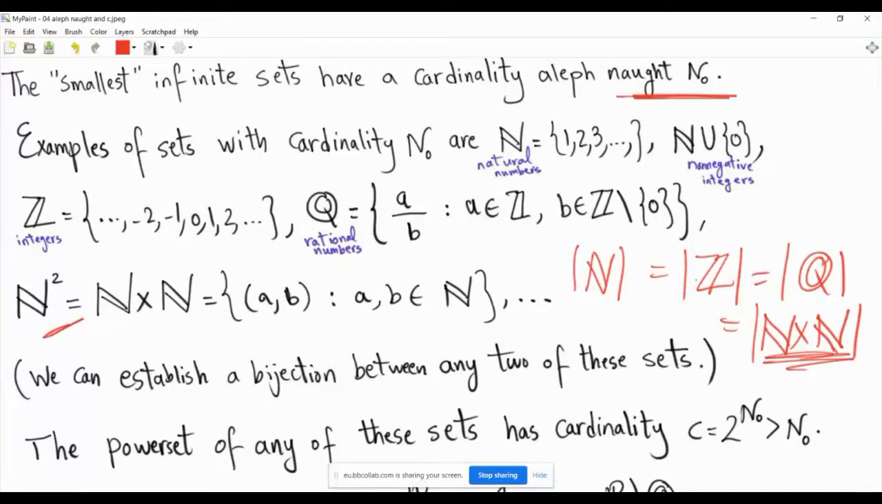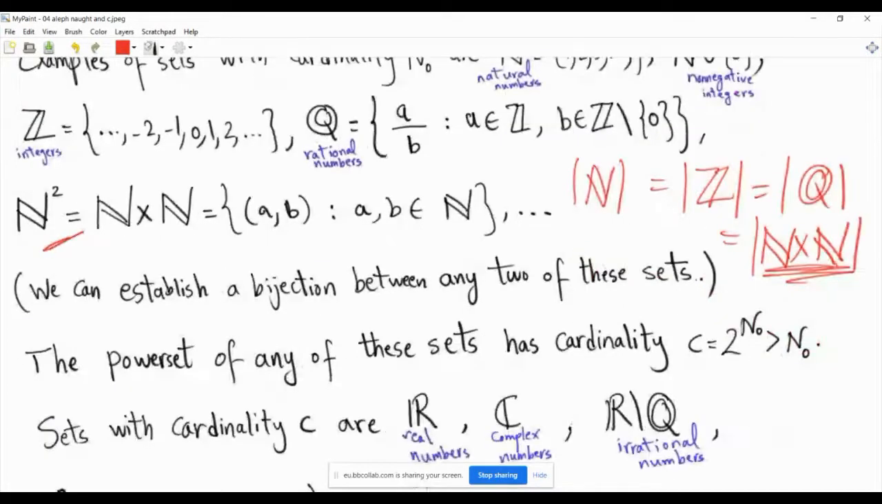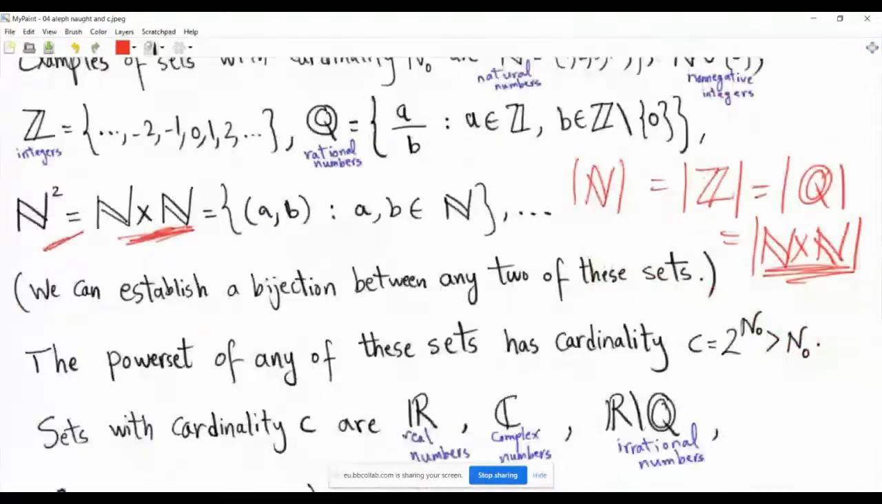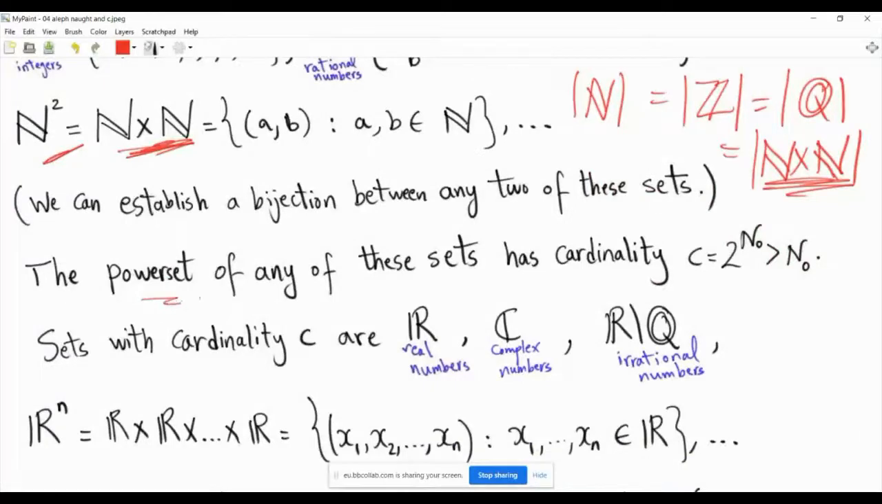If you can establish a bijection, then the two sets are equicardinal. They have the same cardinality. Okay. And I think shortly we will investigate how something like this can have the same cardinality as the natural numbers themselves. Now, the power set of any of these sets has a strictly larger cardinality.